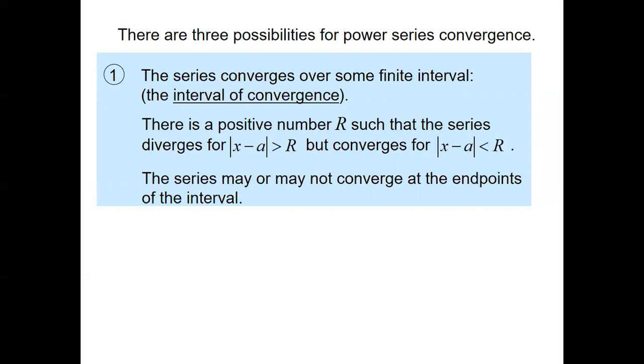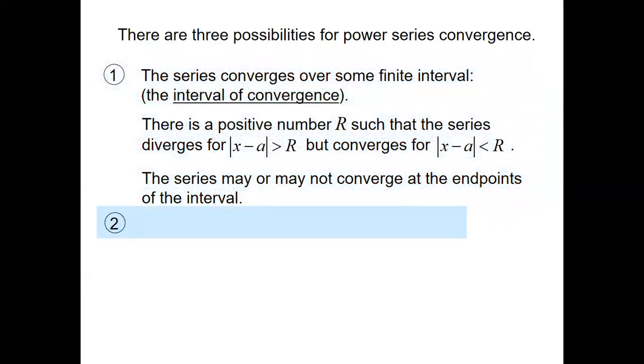We will determine later whether or not it converges at the endpoints. We're going to usually use a ratio test to find an interval of convergence, but we'll learn later on how to test the endpoints. All right, so we've seen that already with geometric series.